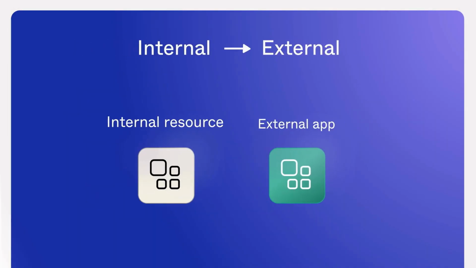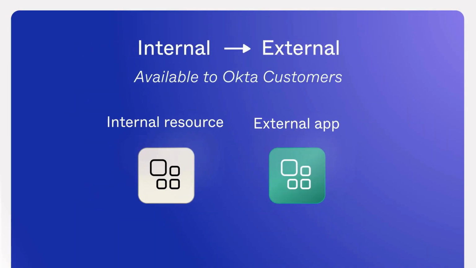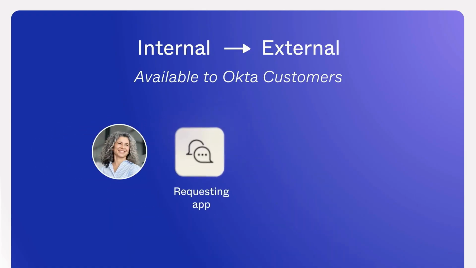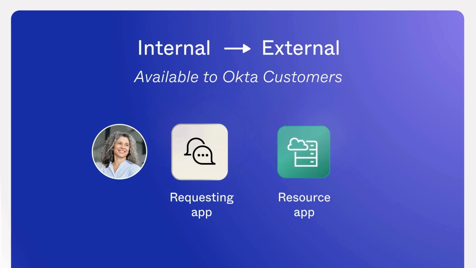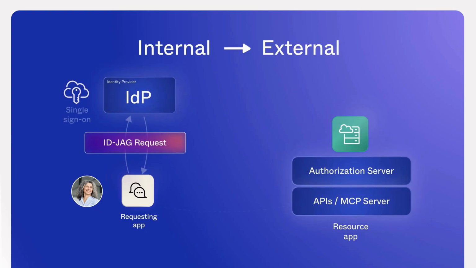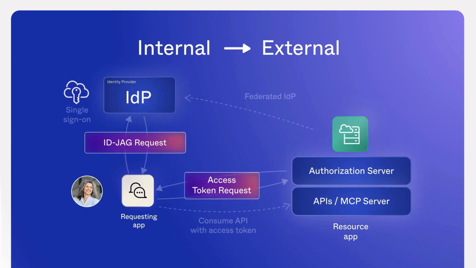Next, let's look at an internal resource to an external app, a capability available to Okta customers. Here, a custom internal HR chatbot needs to fetch documents from an external content management system. Even though the agent is homegrown, it uses the same cross-app access flow to prove its identity to the external provider, ensuring internal bots follow the same security rigor as human users.